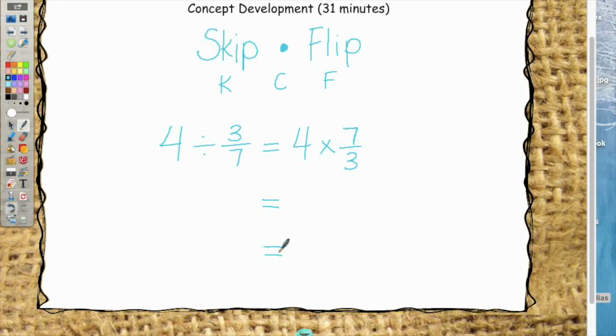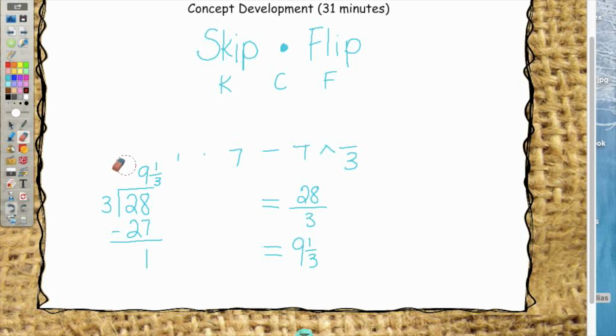Okay, so now we've got an extra step because I'm going to have to divide something. So I've got 4 times 7, what's that? 28. 28 divided by 3. Now you know me, I love my long division method. 3 times something is close to 28. 9. 3 times 9. No, I'm dividing by 3. So that's 27. So my answer is 9 and 1/3. 9 and 1/3. Okay?